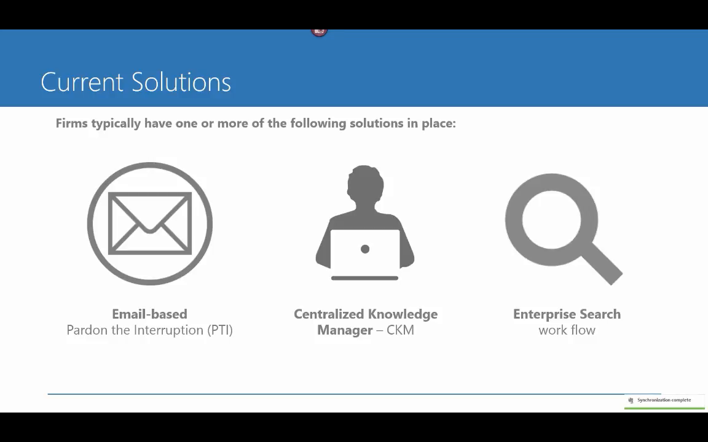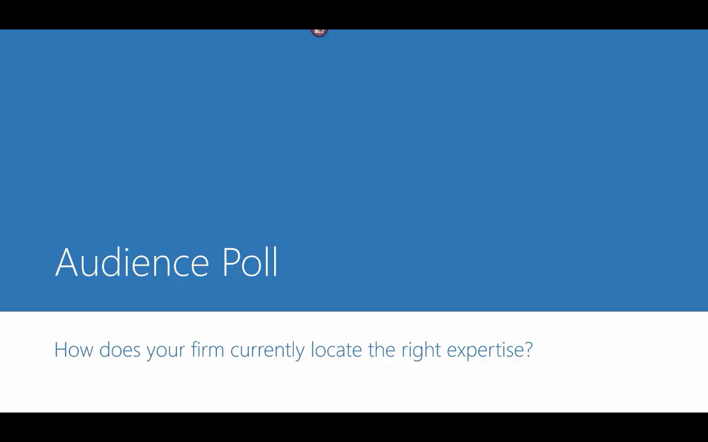What we've observed is that there are primarily three technologies, or approaches, being used to satisfy these particular requests. We've seen that firms use one and sometimes a combination of all three of these, but they're basically the following. You have an email-based "pardon the interruption" workflow. Some firms have the concept of a centralized knowledge manager, and this is a term that we came up with, so if you don't have that role, that's okay. It's just the way that we've chosen to categorize the concept. And then finally, we have seen firms leveraging enterprise search to satisfy these particular requests.